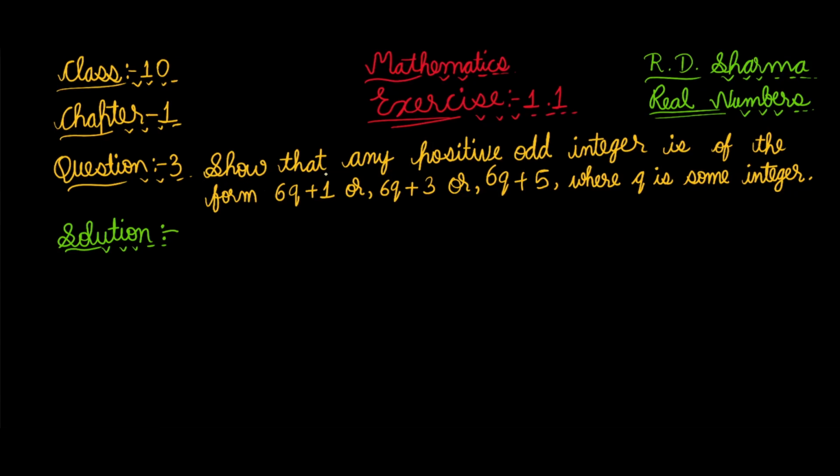So the question is, show that any positive odd integer is of the form 6q plus 1 or 6q plus 3 or 6q plus 5, where q is some integer.